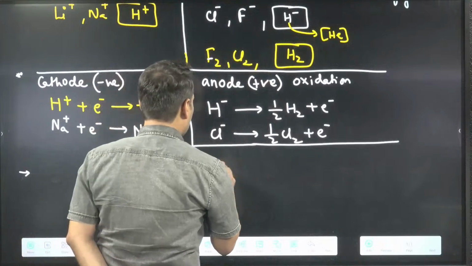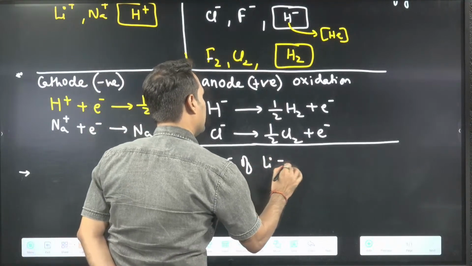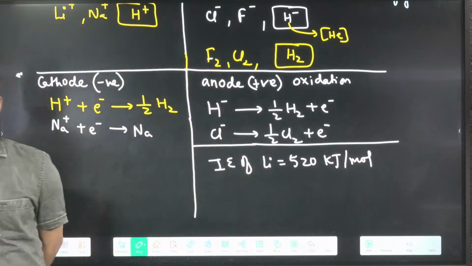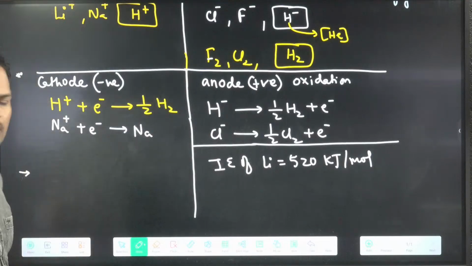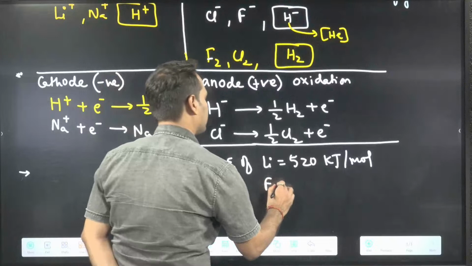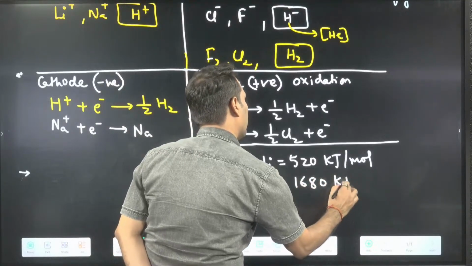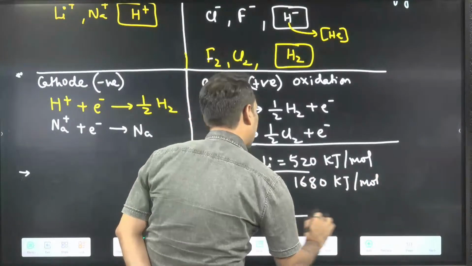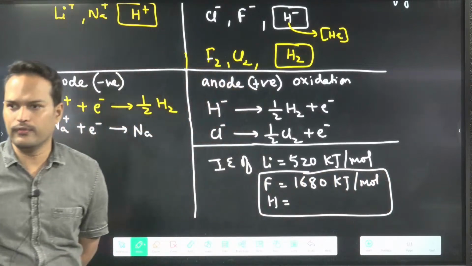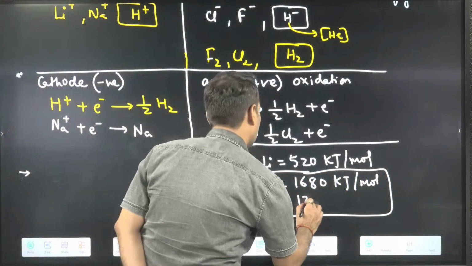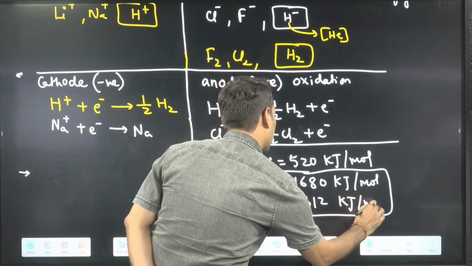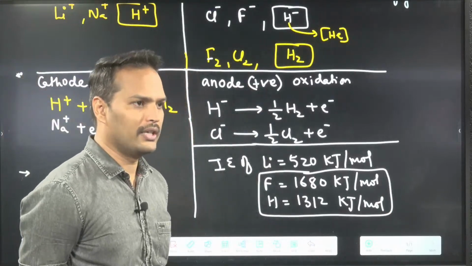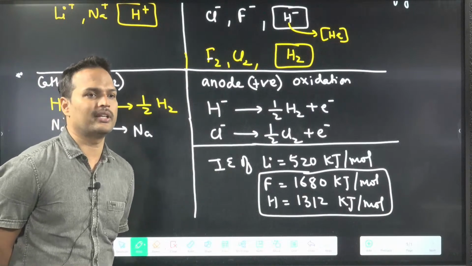So what you will see now is that ionization energy of lithium is 520 kilojoule per mole. Fluorine is 1680 kilojoule per mole. And if you check for hydrogen, it is similar to fluorine. It is 1312 kilojoule per mole. So it is resembling halogens. So is this point clear?